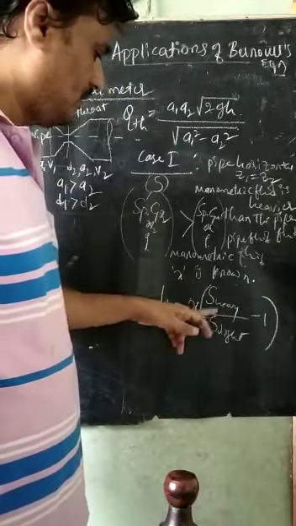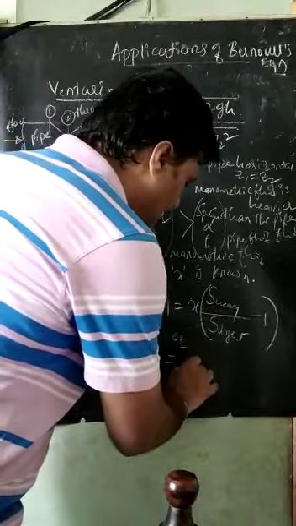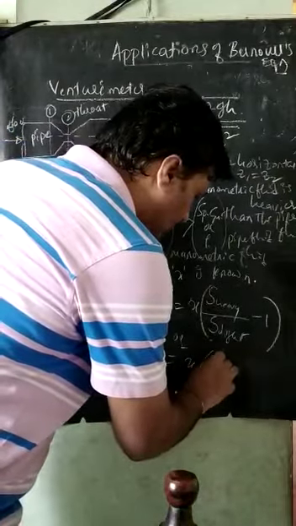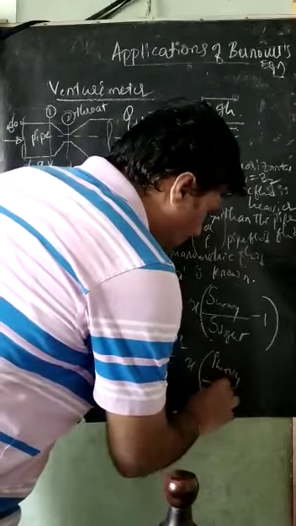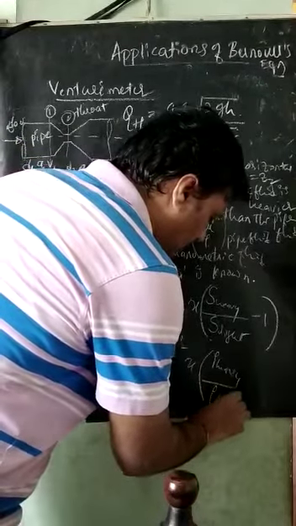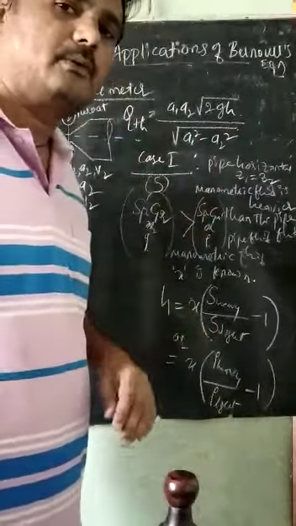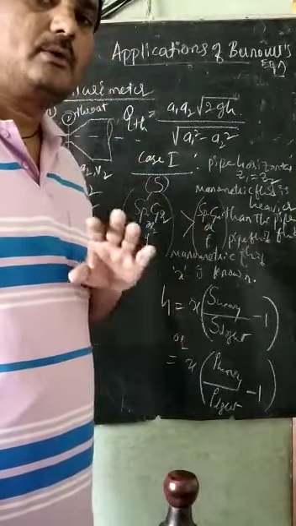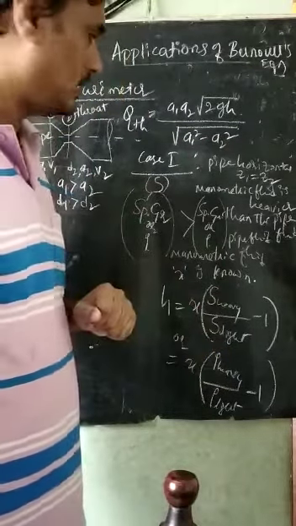So we can take this in terms of specific gravity, or else in terms of density also. The density of the heavy fluid divided by the density of the light fluid, minus 1. We can take it in terms of density or in terms of specific gravity. As we know, specific gravity does not have any unit, while density has a unit.